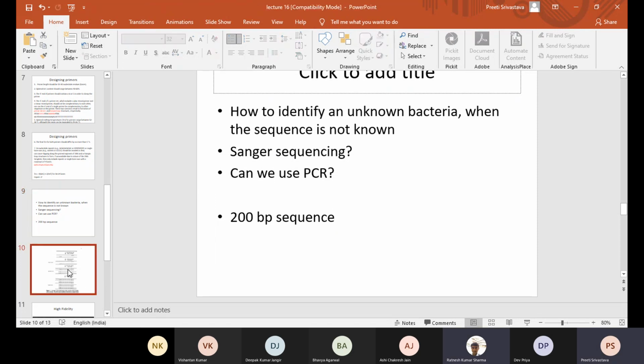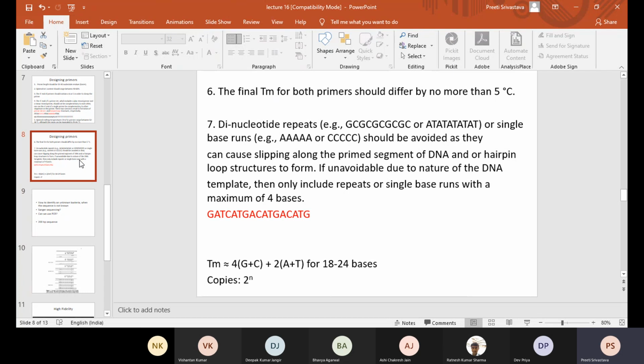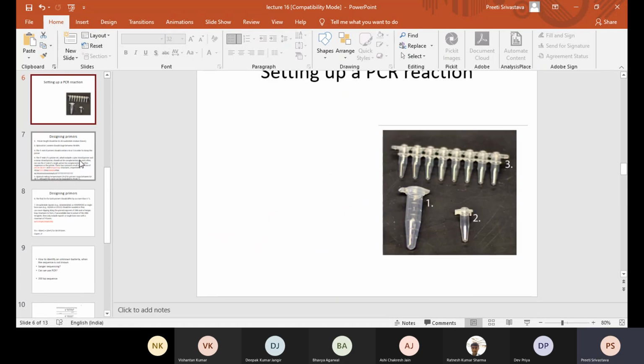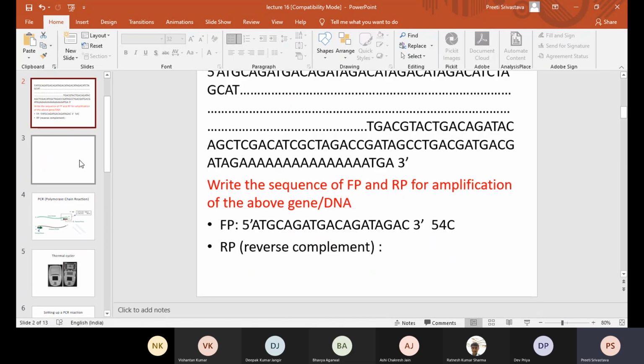Right. I'll be showing you using this figure, but let's move slowly. Let me finish with the rules first. So the next rule is that the final Tm for both the primers should differ by no more than 5 degrees. This rule says that when you are designing a forward and a reverse primer, you need to calculate the Tm for individual primers, right? The way you calculated for the forward primer, in the same way you can calculate the Tm for the reverse primer, right?